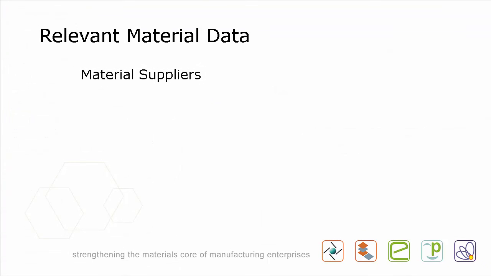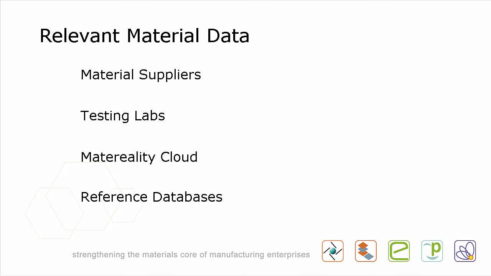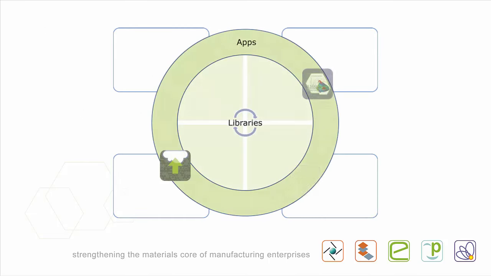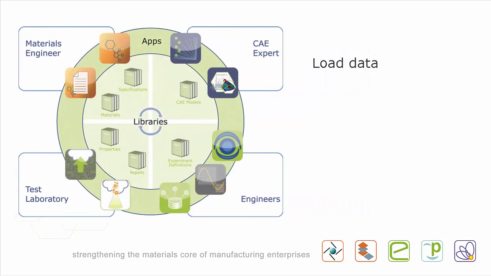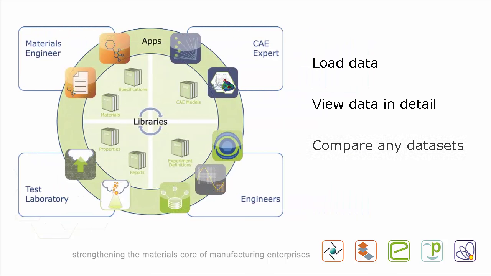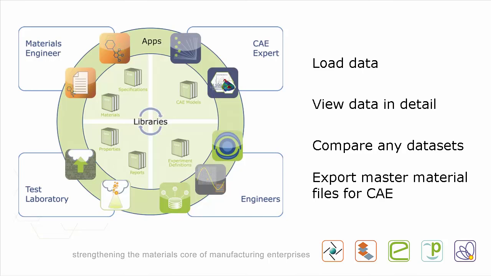This data can come from your material suppliers, your trusted internal or external testing lab, from the Materiality Cloud, or other web reference databases. Materiality includes apps and software modules for every member of your team, each providing the necessary tools for loading, analyzing, comparing, and exporting your data for use in product design and simulation.